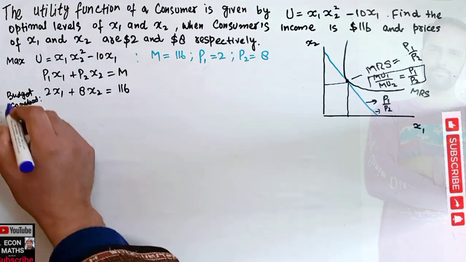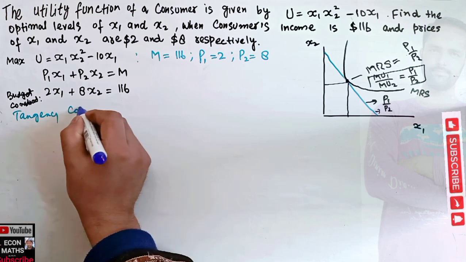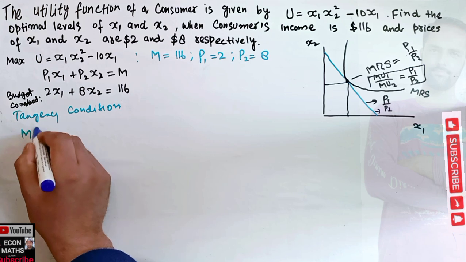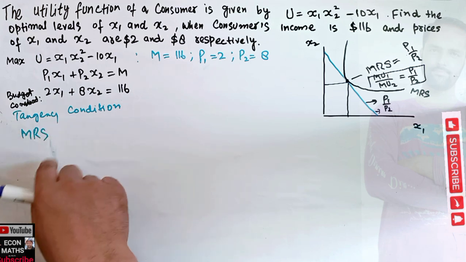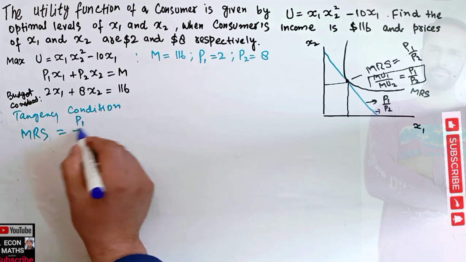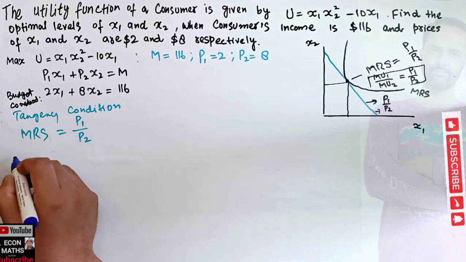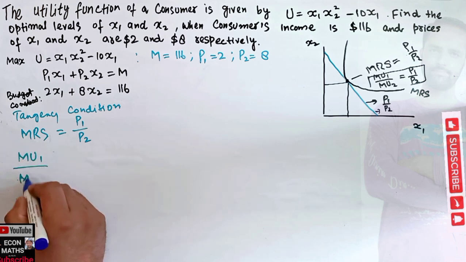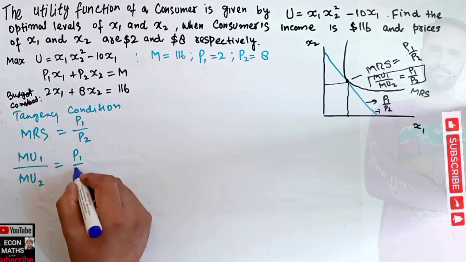Let me write it here. Our tangency condition is that the marginal rate of substitution between the two goods x1 and x2 should be equal to the ratio of their prices. Marginal rate of substitution simply means the marginal utility of x1 upon the marginal utility of x2 should be equal to the ratio of their prices.